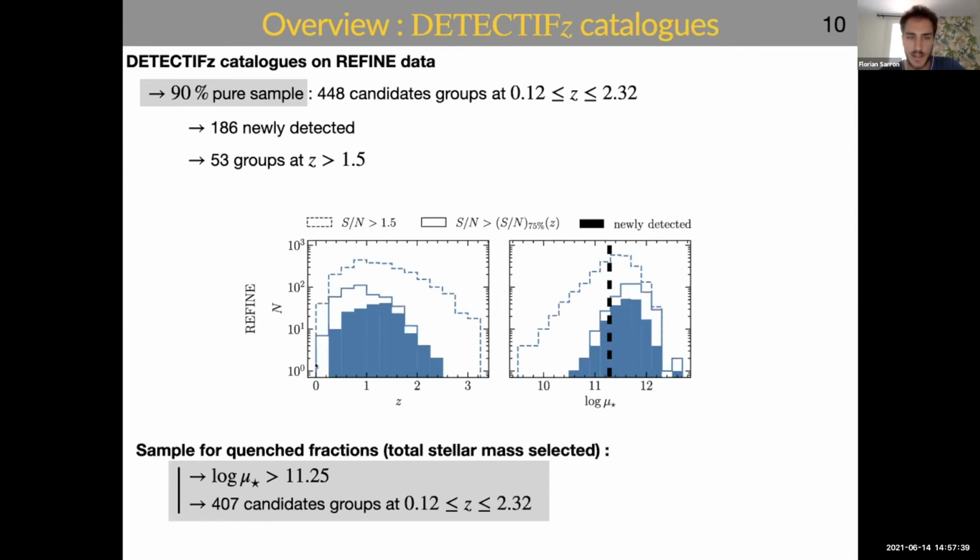So you can see here a histogram as a function of redshift and total stellar mass. And you can see as dashed the overall detections, the 90% pure sample as a solid line, and the field histogram is the newly detected. There are 186 of them, and we have 53 groups at redshift higher than 1.5. And so to study the quenched fraction, we're going to take a sample that is total stellar mass selected, so adding a cut here in total stellar mass. And so what I will show now is for 407 candidate groups at redshift up to 2.32.